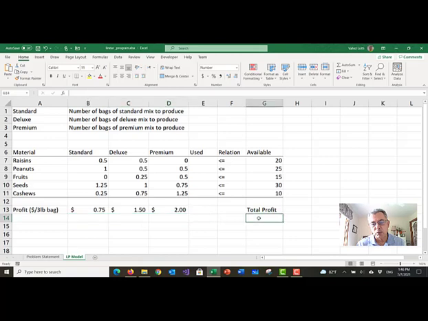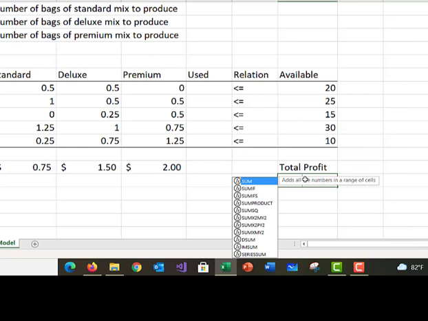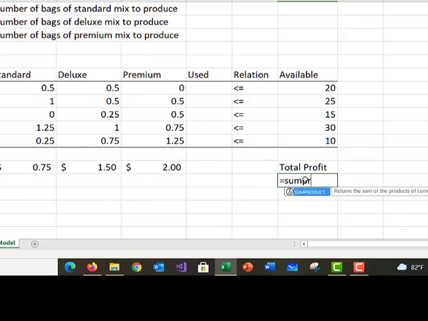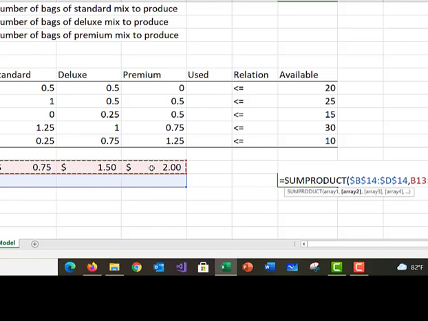And I will place my total profit in this cell. First of all, I'll start with defining the total profit. In this case, the total profit is going to be equal to the sum product of the values of my decision variables, which will be entered eventually, and I'll make that absolute cell reference just in case I have to copy that, multiplied to the objective function coefficients.